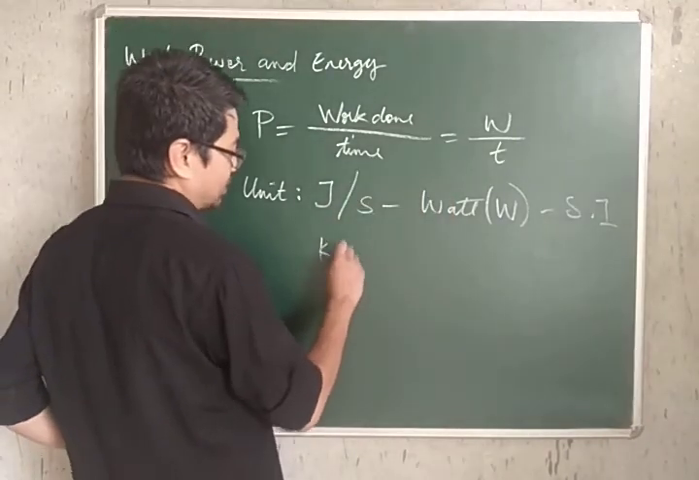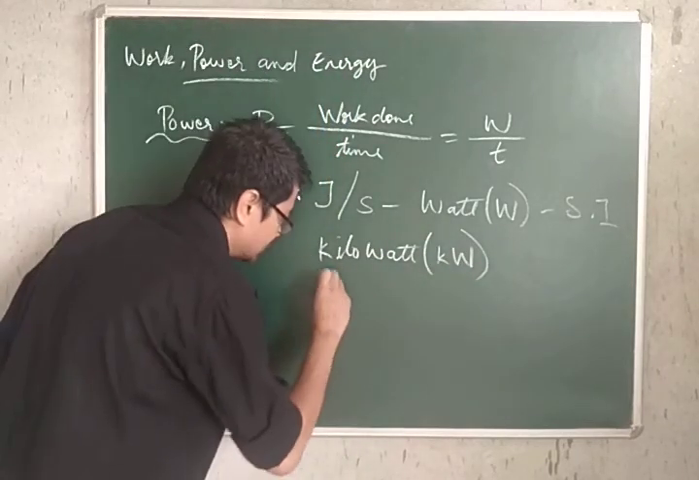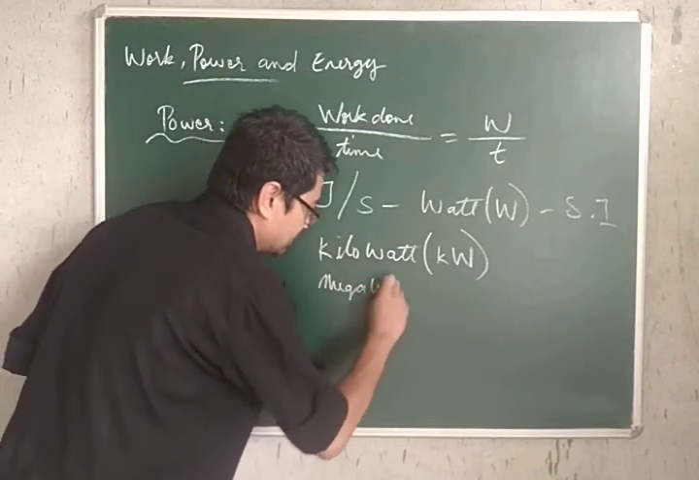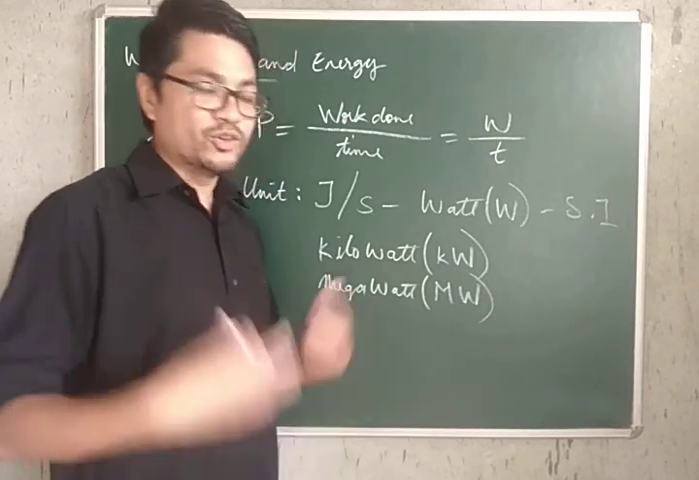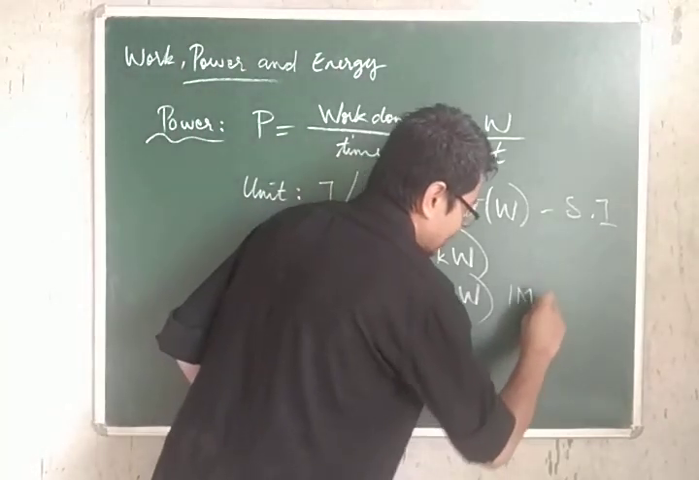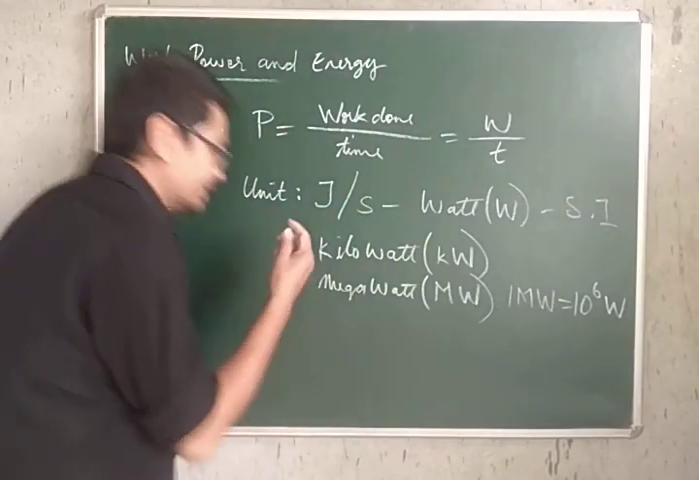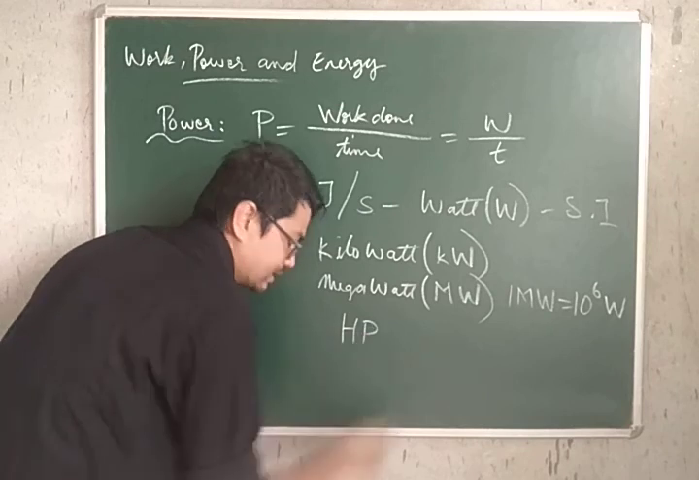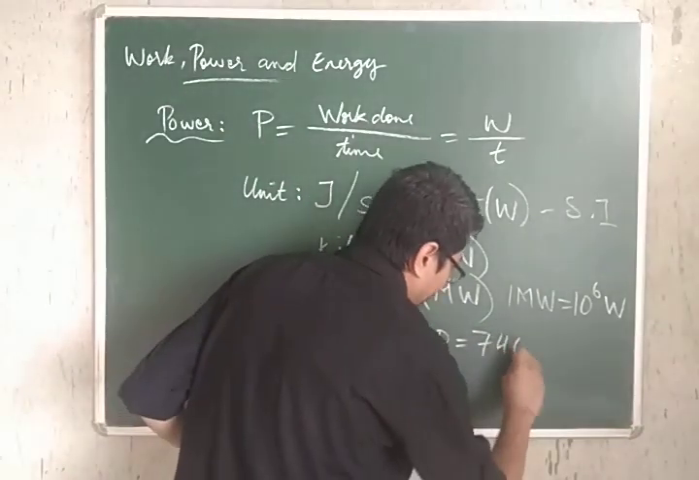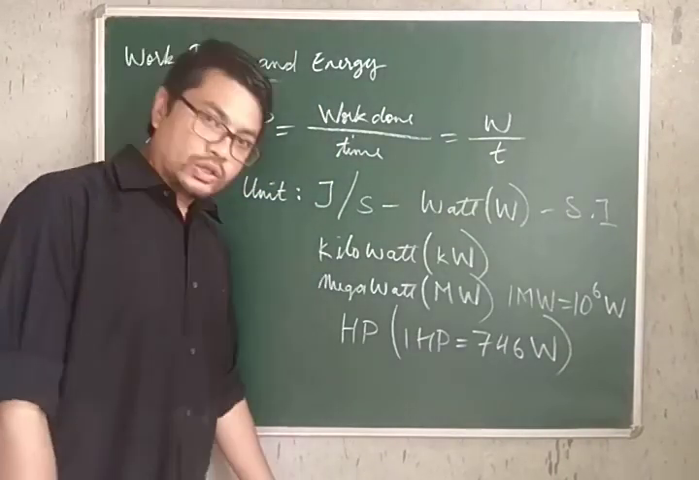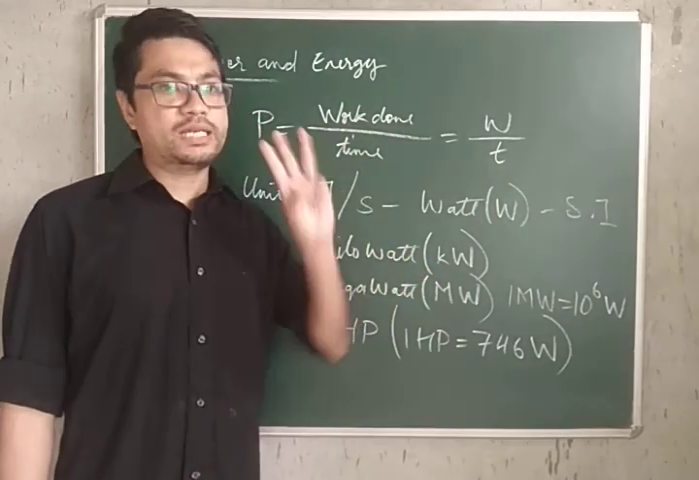So watt, the other unit is kilowatt, of course. Kilowatt, small k, capital W, which is 1000 watts. You have megawatt or million watt also. Megawatt is denoted by a capital M, capital W. This is also read as million watt. Now million has how many zeros? Million has 6 zeros. So 1 megawatt or 1 million watt means 10 to the power 6 watt. The other unit will be horsepower, capital H, capital P. Now 1 horsepower is how much? It is 746 watts. So these are the different units for work, and this is the overview for work, power and energy. Thank you.